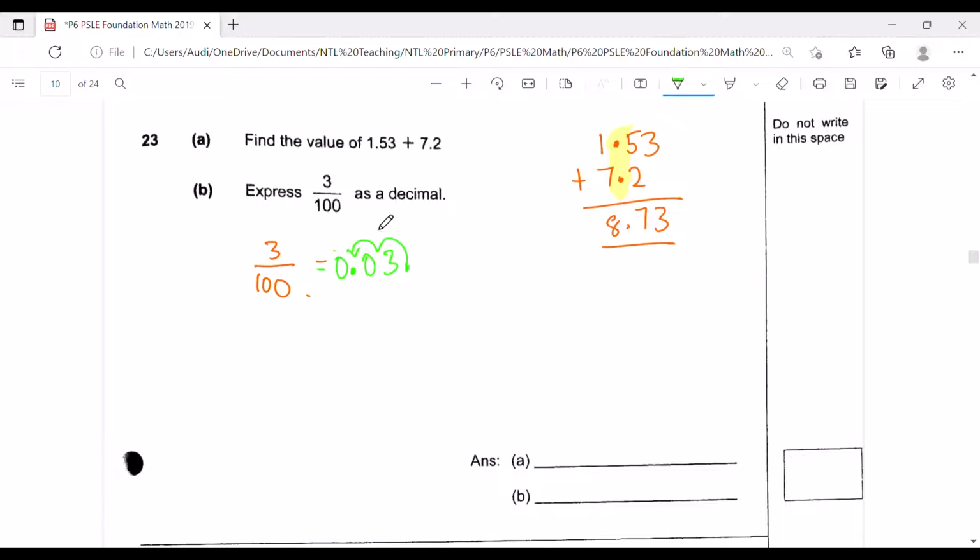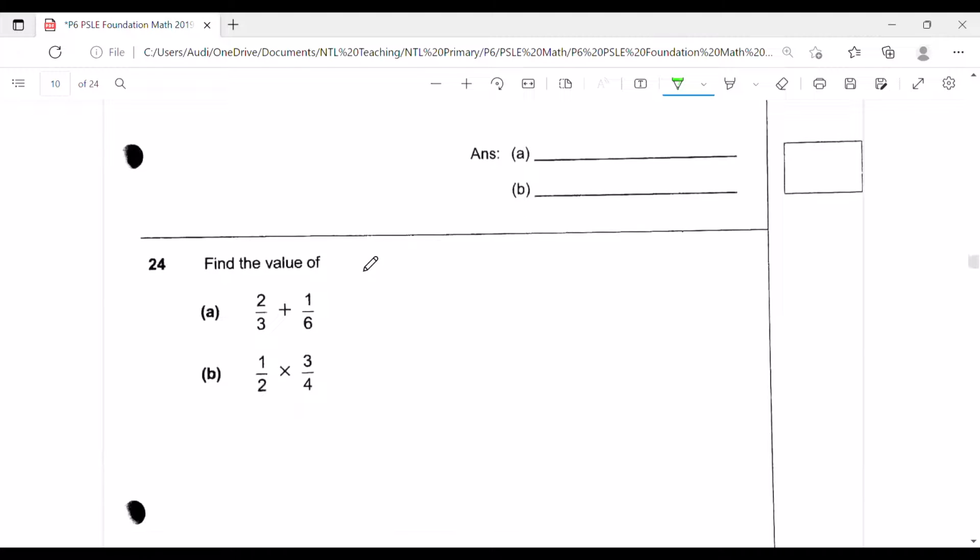Again, what you do now is press pause, try the questions, and then you can continue again. Right, question 24.